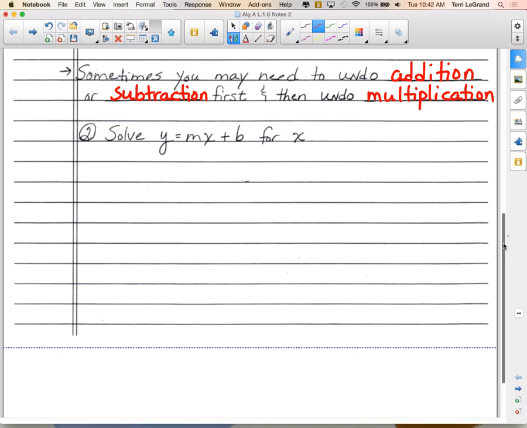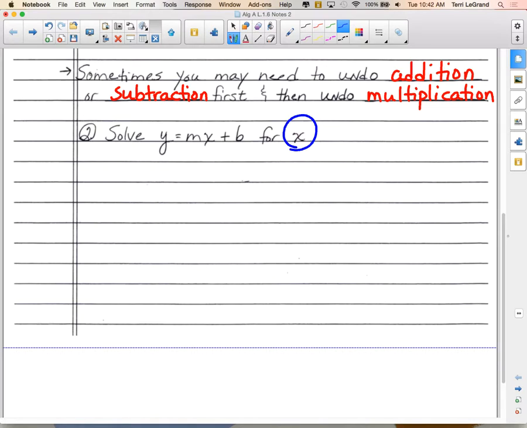So in number 2, solve y equals mx plus b for x. It's the x we want alone. What's alone right now? What is it solved for right now? It's solved for y at the time being. Y is by itself. We want x by itself.